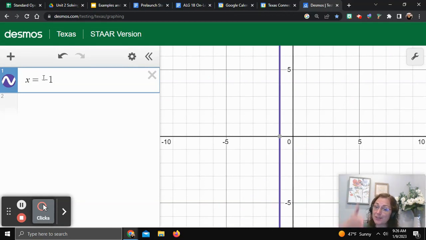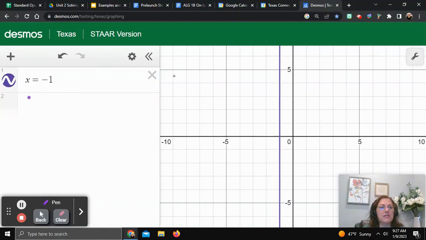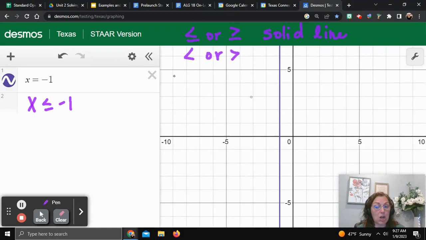And you'll notice it graphed x equals -1. Now, remember that our inequality was x is less than or equal to -1. We have to decide, is it a solid or a dashed line? So remember, if you have the equal to underneath it, that is a solid line. If you have the less than or the greater than, no equal to underneath it, that's a dashed line. So ours has the equal to underneath that, so we want the solid line. This line is going to be just right for us.